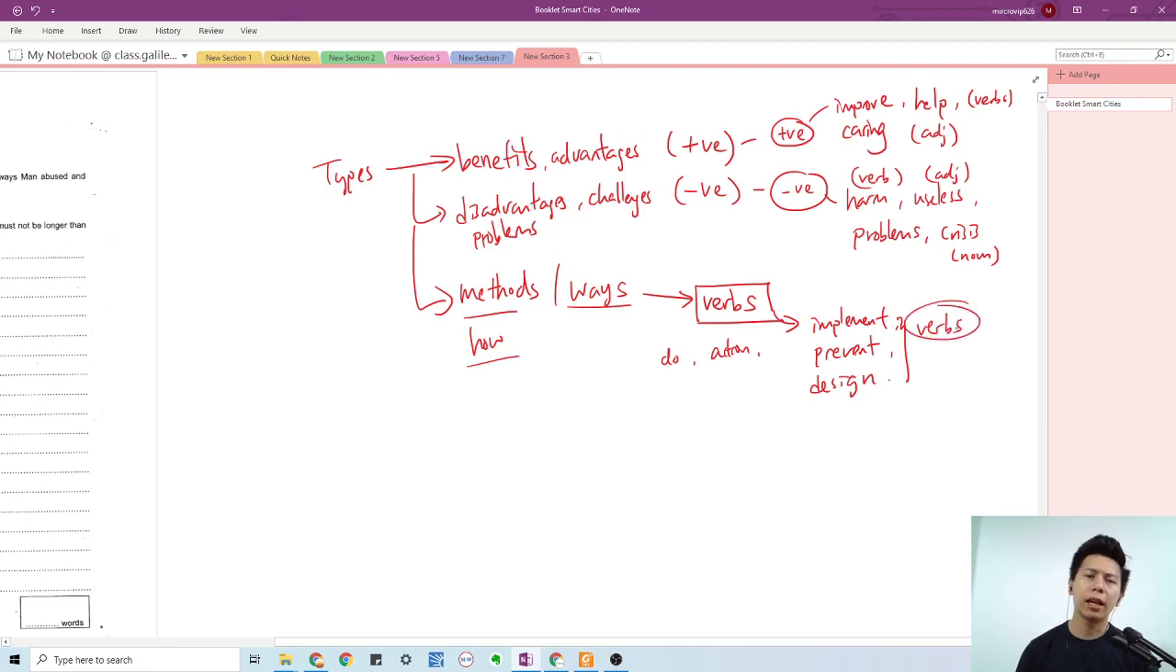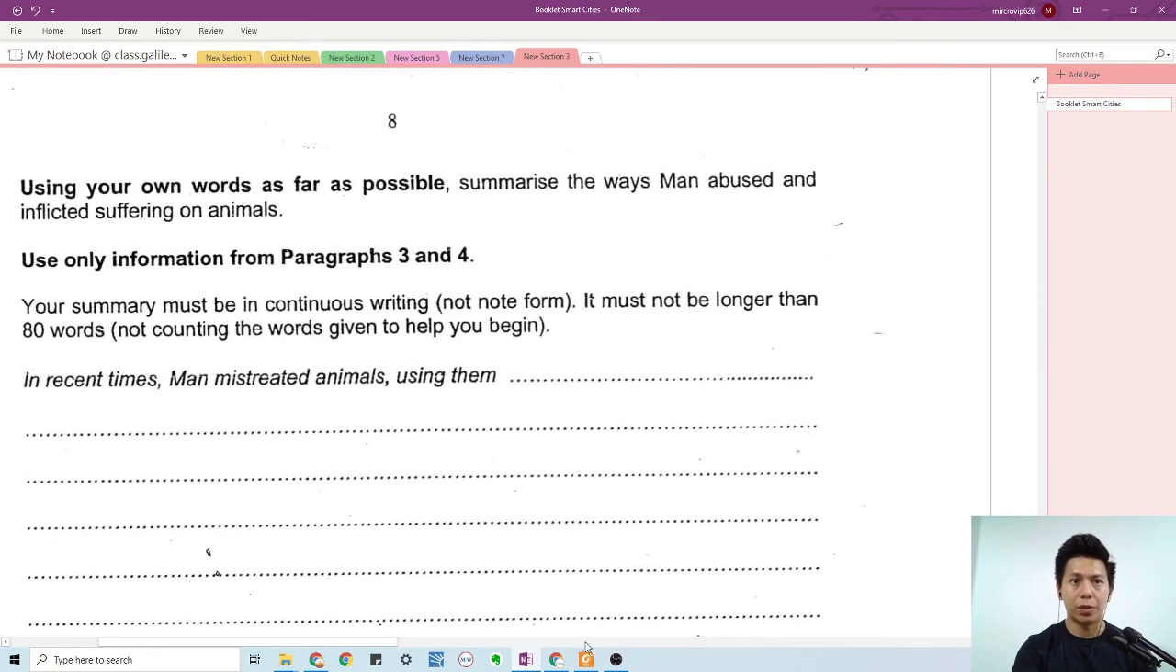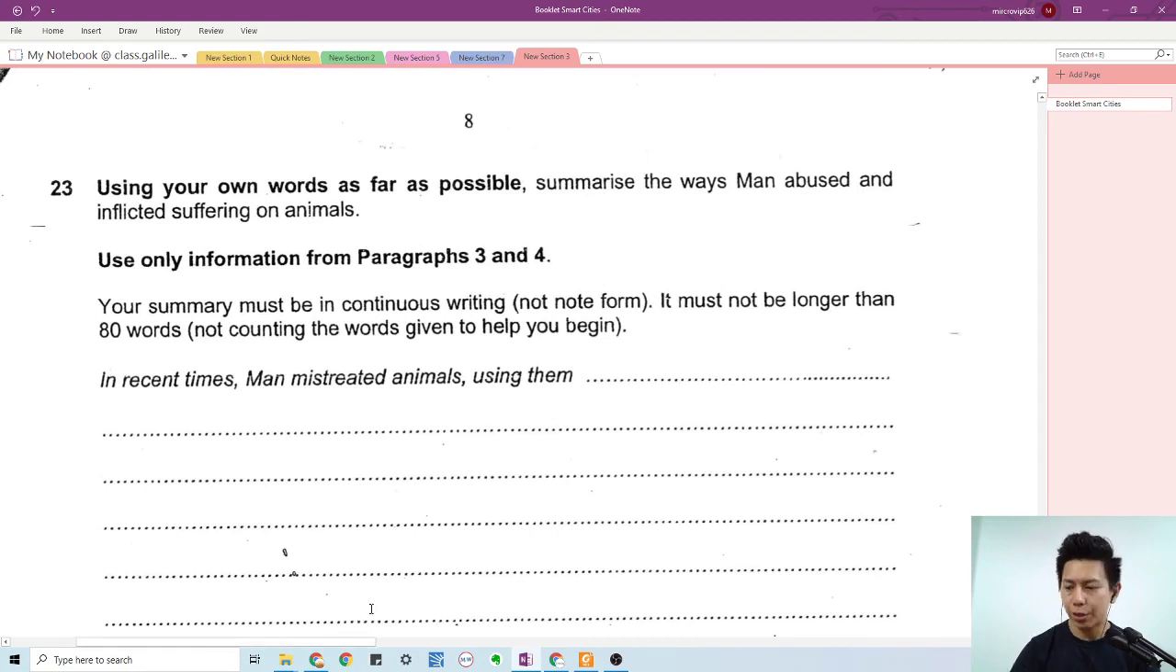So now in the next video, I'm going to tell you how to translate this knowledge to our point selection later on. But for this particular practice, let's have a look at how we can analyze more deeply one of these questions. Now this is a summary question. Using our words as far as possible, summarize the ways man abused and inflicted suffering on animals. So first thing I want to do is to pick out the keywords. The ways, look at this. This tells us the methods, probably, the ways.